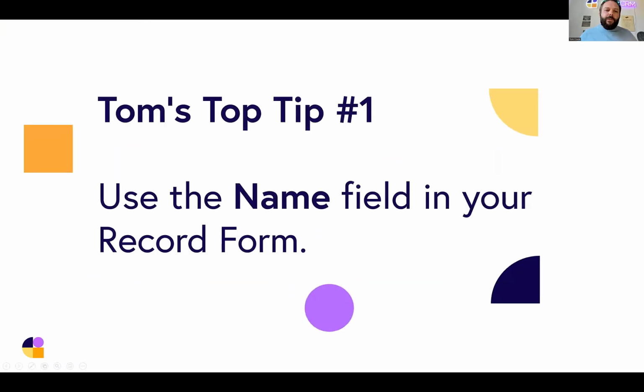Okay, so time for Tom's top tip, number one. I'm going to be looking at a few top tips, and I will send across the slides from today's meeting, which have all these tips in there, with the video as well. The first tip that I'm going to look at when it comes to using record forms in GoodCRM is to use the name field in your record form. I'm going to show you what I mean by that, and I'm going to explain why. So tip number one is use the name field.